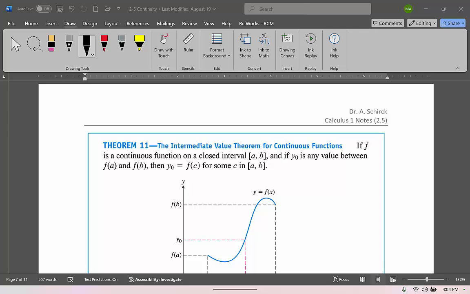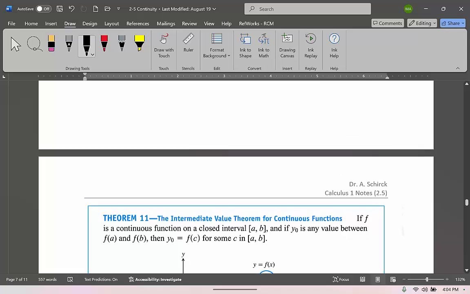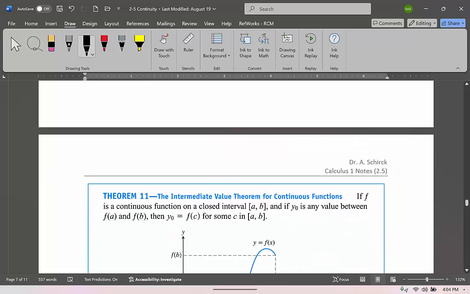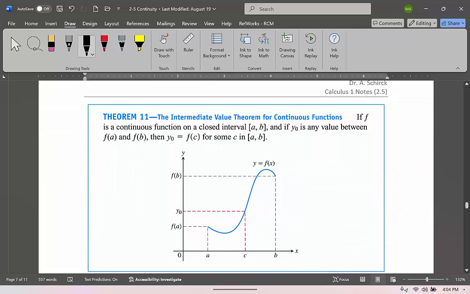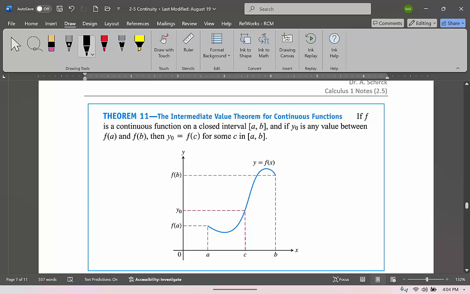Section 2.5 continued. We were talking about continuity in this section, and now we're going to look at a few more things to do with continuity. The first is the Intermediate Value Theorem.